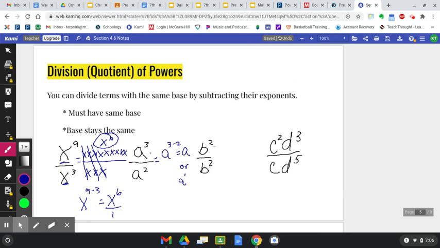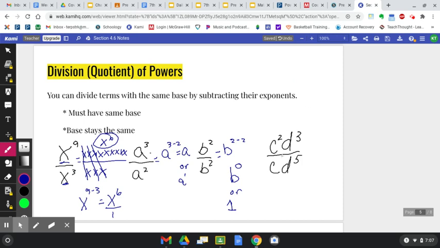Now, this next one here, we would have b, and we'd take 2 minus 2, and we get b to the 0 power, and that's just equal to 1, okay? Anything to the 0 power is just 1. If you think about it, when you learned about fractions, anything over itself is 1. So b squared over b squared would just be 1.